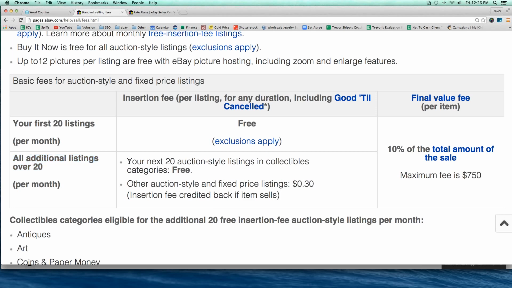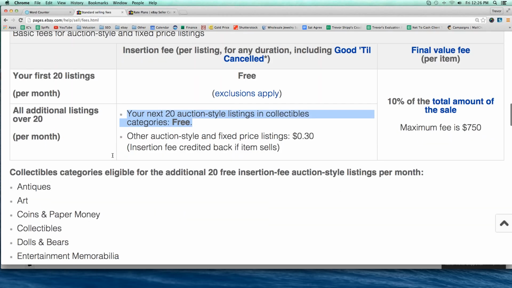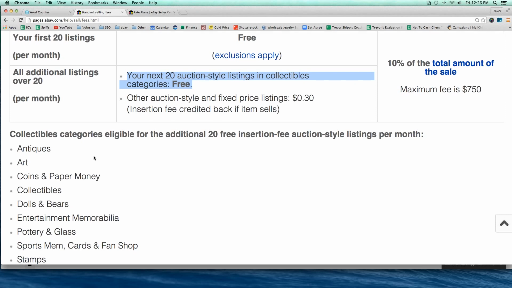And then right here, all additional listings. So once you hit that 21st listing per month, and this resets every 30 days, it says your next 20 auction style listings, if listed in the collectibles category, are free. Okay, so really, in essence, you get 20 free listings, and you can list whatever you want for those 20, and then your next 20 are going to cost you 30 cents a piece unless they're in the collectibles category.